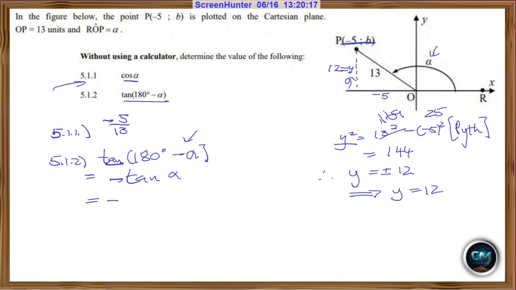Well, the tan of alpha portion is easy to do. That's going to be 12 over negative 5. So let's just do that. 12 over negative 5, which means we end up with 12 over 5. And that right there is as easy as that's ever going to be.